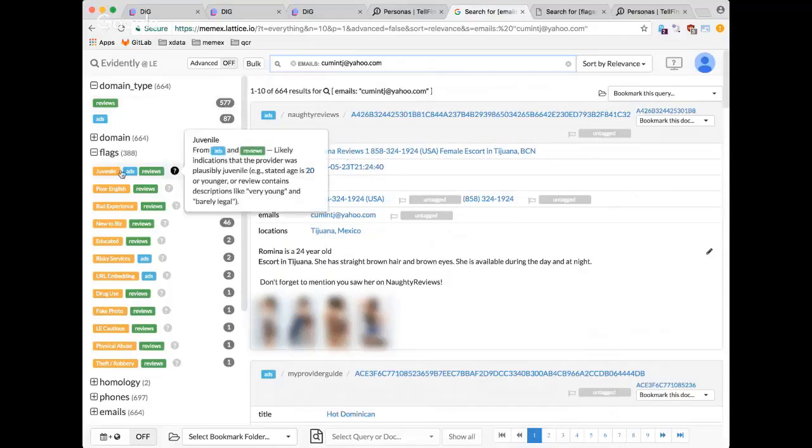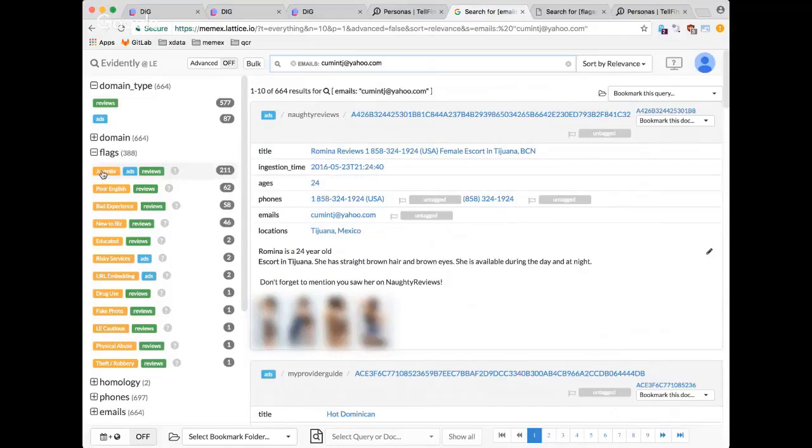What we can do here is, by clicking on this, limit this to the set of reviews that have these particular indicators, and quickly realize that this particular entity is probably engaged in trafficking. Now, this is that first use case I mentioned, where you start from some lead and then you walk through the investigative process. And these three tools, DIG, Tellfinder, and Evidently, are structured to help you do exactly that.